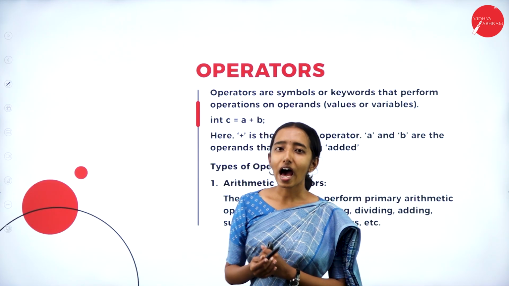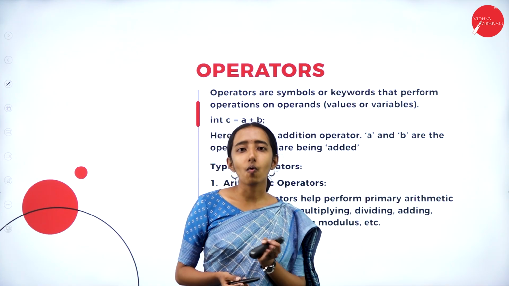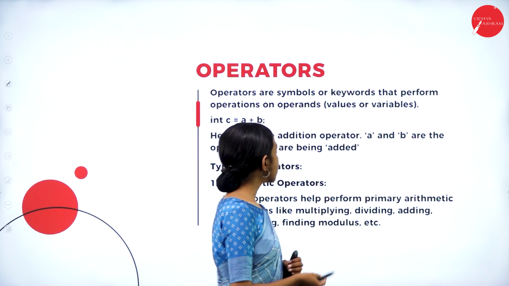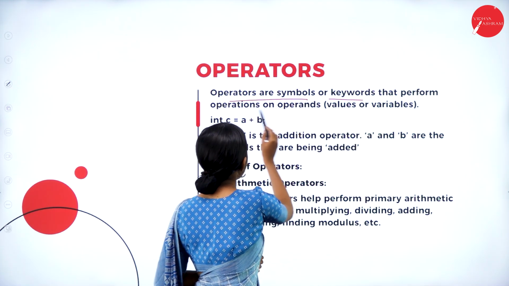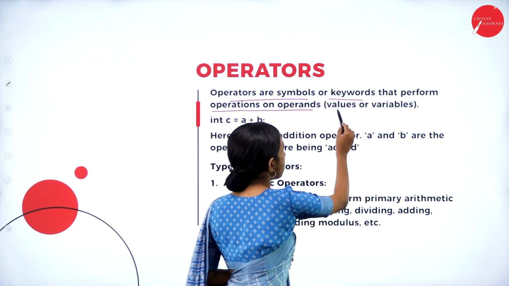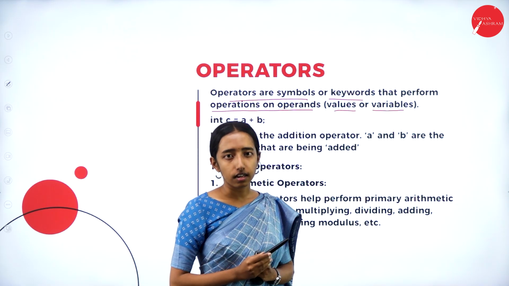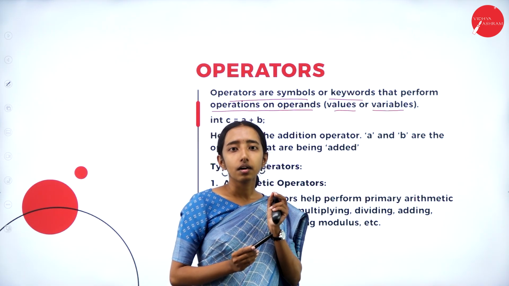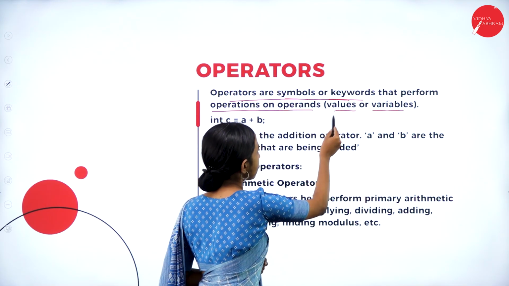So now we are having operators. So what do you mean by operators? How does it work? Here we can see operators are the symbols or the keywords that perform operations on operands, that are variables and values. So operator, as the name says, it is a mathematical symbol.